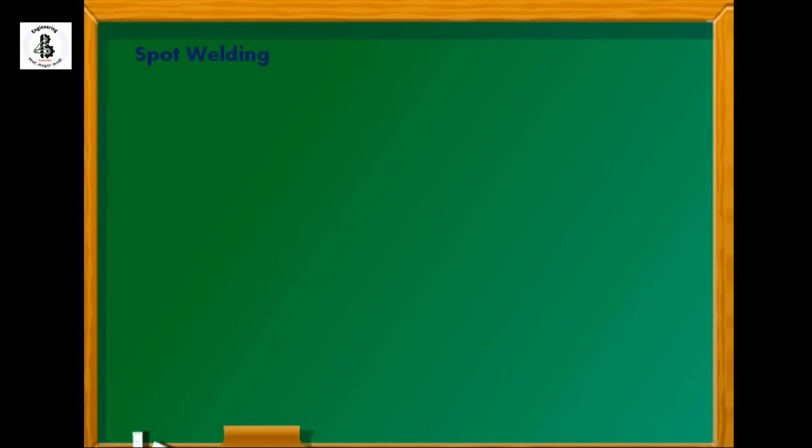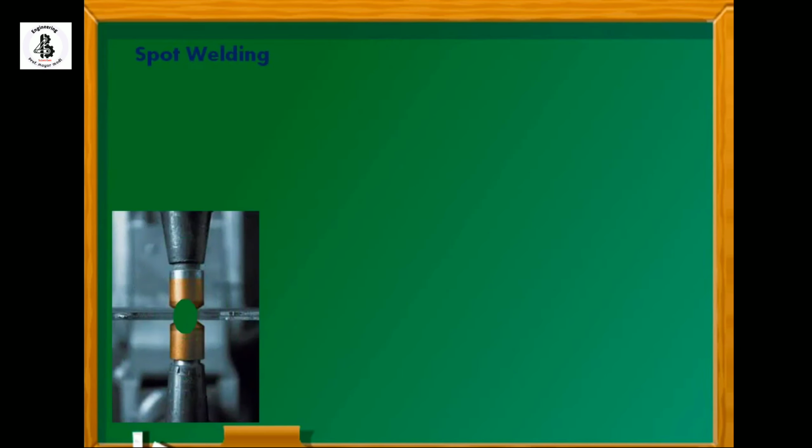Just you can see there are 2 electrodes being used. The bottom electrode is fixed and the upper electrode is movable. So you position both the plates in between these 2 electrodes. The basic requirement is that the electrode materials as well as the workpiece materials must be conductive. Therefore, this process is only applicable for conductive materials.